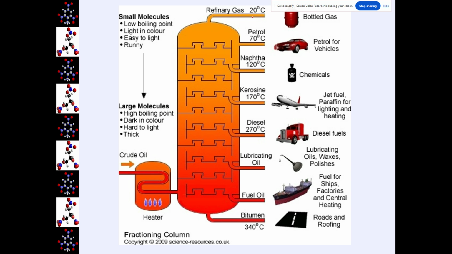I have my gas with probably methane at the top. Methane has 1 carbon, whereas at the bottom I have bitumen, which is a big mix of compounds, but it's going to have lots of carbons and lots of hydrogens, okay? So small molecules with less carbons are at the top, large molecules with more carbons are at the bottom, okay? So that's a fractional distillation column. Again, they're being distilled at different levels based on their different boiling points.